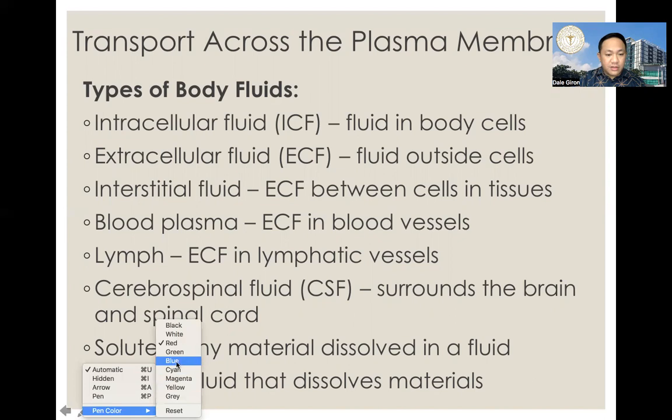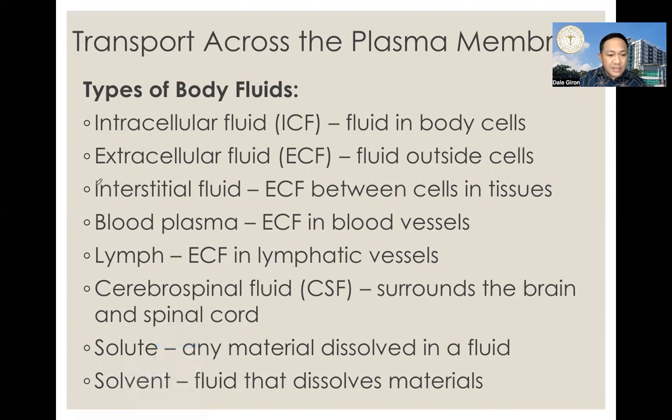Interstitial fluid, on the other hand, is an extracellular fluid between the cells in tissues. Okay, blood plasma is the extracellular fluid in the blood vessels. Okay, what about the lymph? It is extracellular fluid that is found in the lymphatic vessels, while the cerebrospinal fluid is the fluid that surrounds the brain and the spinal cord.